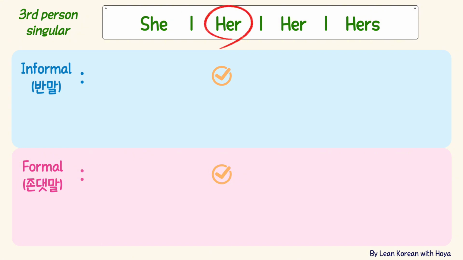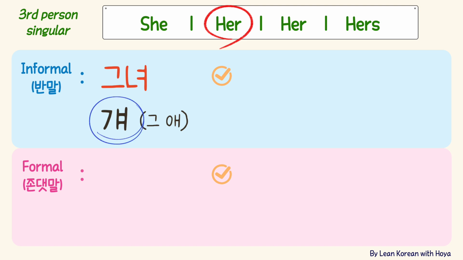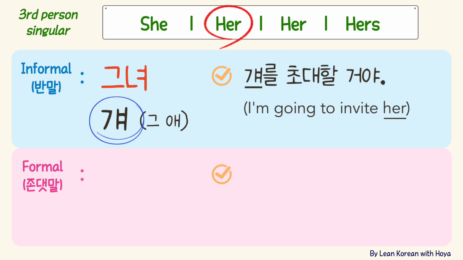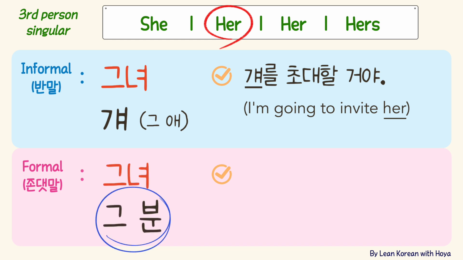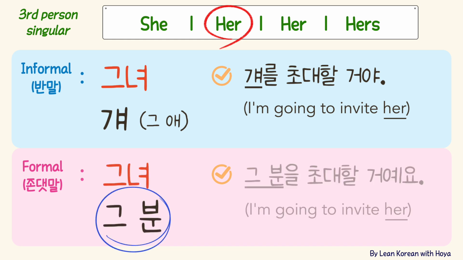The next one is her. And just like she, we're going to replace 그녀 with 걔. I'm going to invite her. 걔를 초대할 거야. And for formal speech, we're going to replace 그녀 with 그분. 그분을 초대할 거예요.